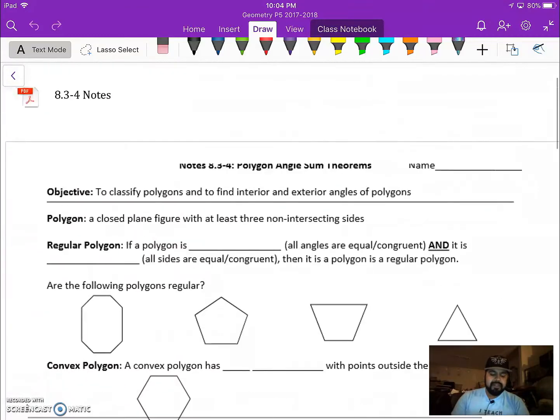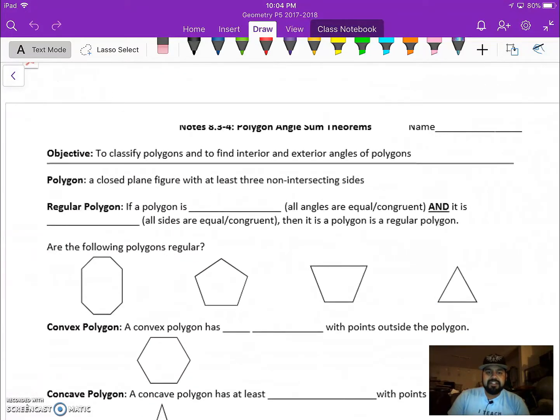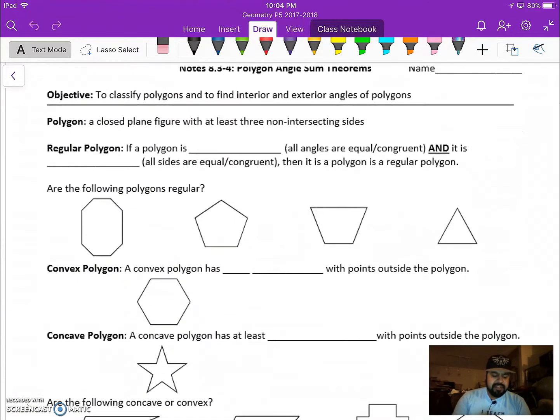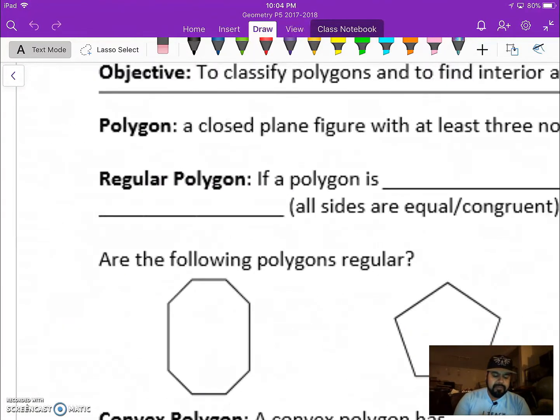Alright, welcome to your video lesson for section 8.3 and 8.4. We will be talking about the angle sum theorems that are involved with polygons. So first off, we know that a polygon comes from the Greek prefix poly, which means many, and gon, which means sides.